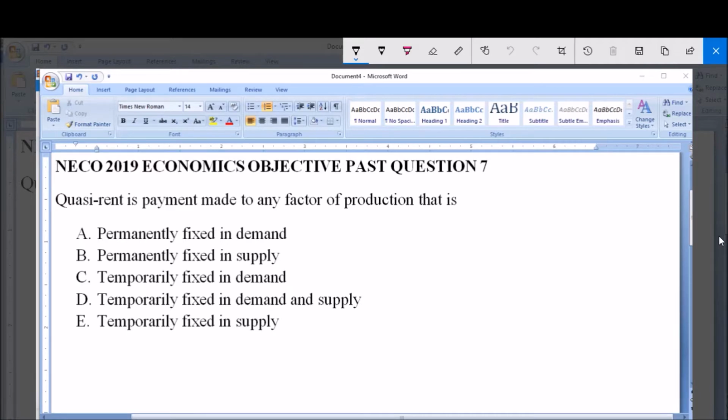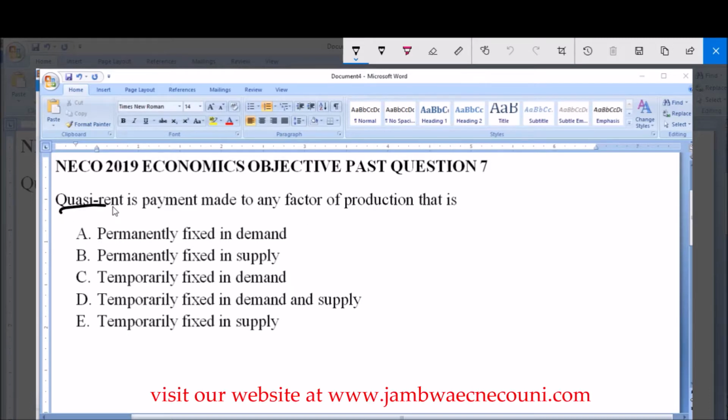Quasi rent is payment made to any factor of production that is A. permanently fixed in demand, B. permanently fixed in supply, C. temporarily fixed in demand, D. temporarily fixed in demand and supply, E. temporarily fixed in supply. So the concept we are looking at here is the concept of quasi rent.